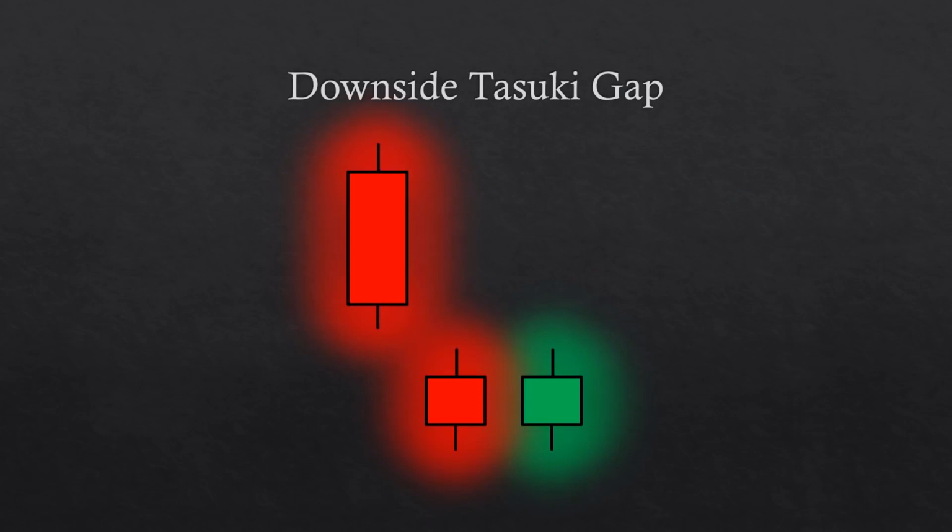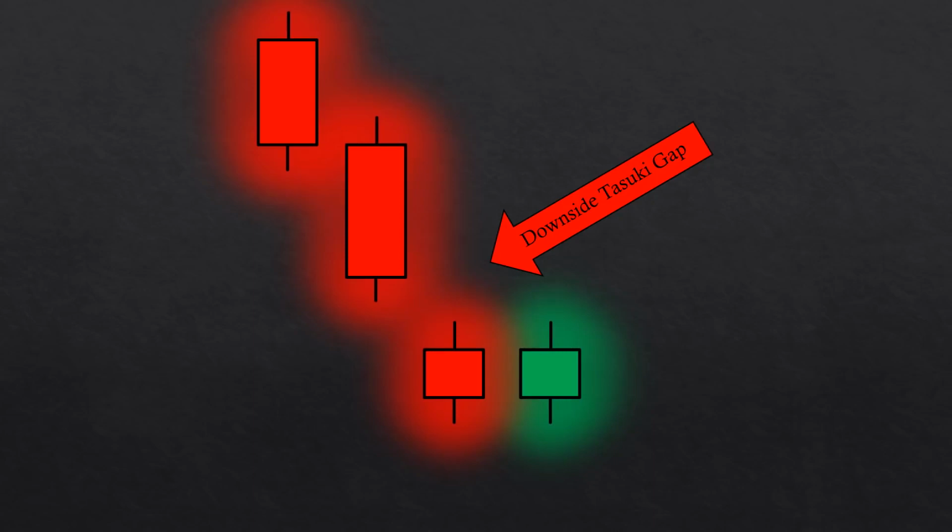Next, we have the downside Tasuki gap, which is the mirror image of the upside Tasuki gap. So it's a complex bearish continuation pattern. The first candle is a medium-sized bearish candle. The second is a small bearish candle that opens with a gap down. And the third is a small bullish candle that fails to even attempt closing the gap created between the first and second candlesticks in the pattern. It's clear that such a pattern implies a lot of selling pressure because of this failure to close the gap down. The downside Tasuki gap appears when the price is going down in order to signal a continuation to the downside.